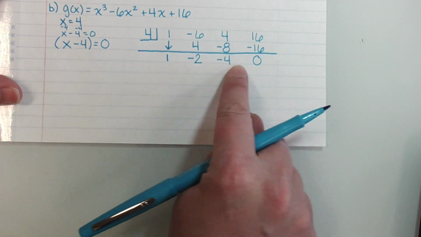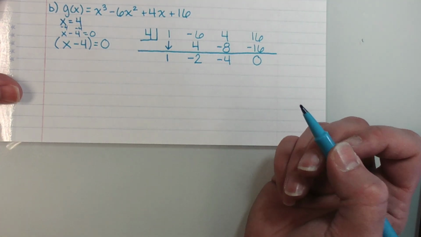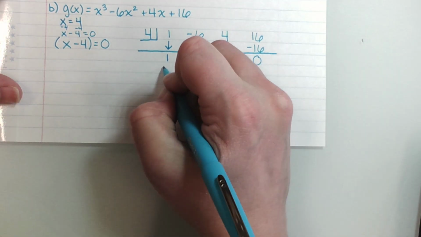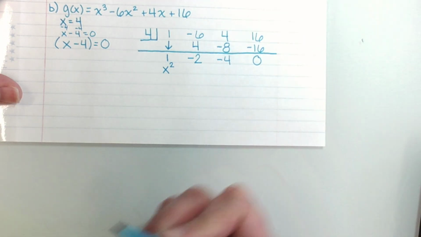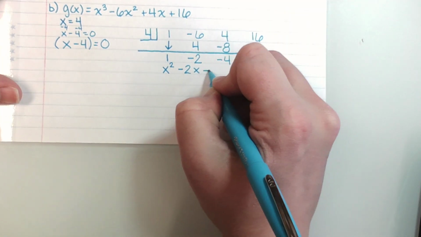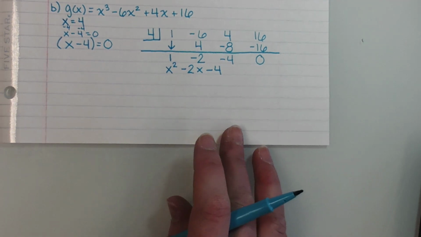What is this polynomial? 1x to what power? Squared, because this was cubed. When you divide, it's always 1 smaller when you're doing synthetic. So x squared minus 2x minus 4. And now I go to solve that.